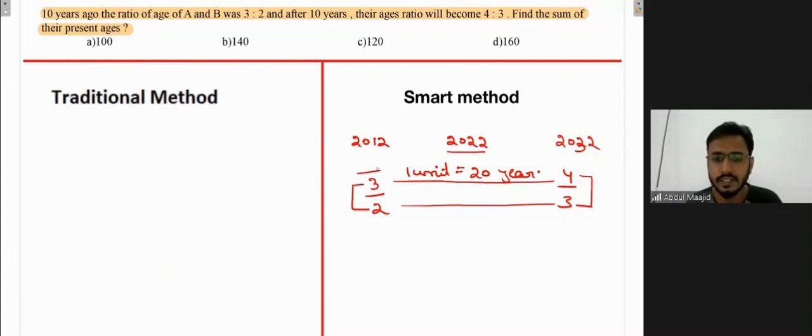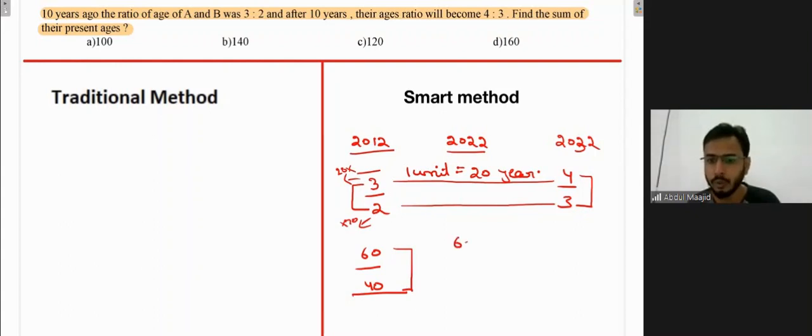So the sum of their present ages. What are the ages in 2012? If 1 unit is 20, it means he is 60, he is 40, because 3 into 20 and 2 into 20. This is 10 years before. What is the sum after 10 years? You will add 10 to both, that is 60 plus 10 here and 40 plus 10 here. It will be 70 and 50, it will be 120 years.